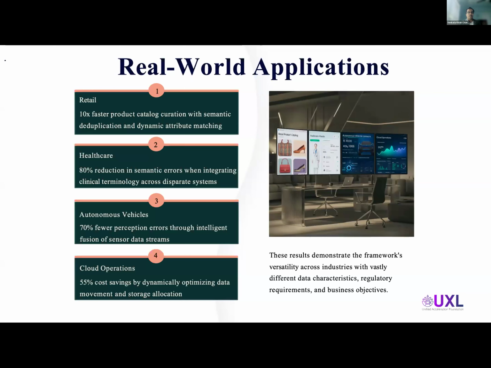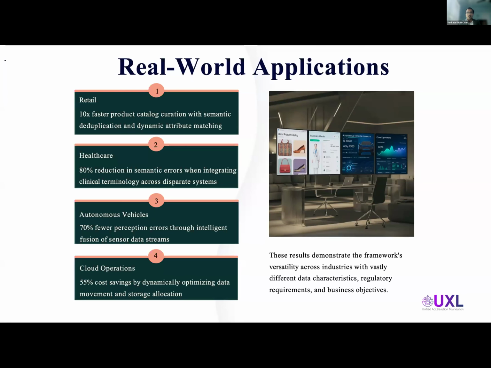So let's see some real world examples of how this is going to transform things. In the retail industry, as we all know, integrating new product catalogs used to take weeks. With the RL driven framework for curation, pipelines deduplicate semantically, match attributes dynamically, and this now achieves 10x faster curation speeds. When it comes to the healthcare domain, mapping clinical terminology across hospitals is very tedious and prone to semantic errors. With reinforcement learning agents monitoring schema drift and semantic mappings, we can see a 70 to 80% reduction in semantic errors.